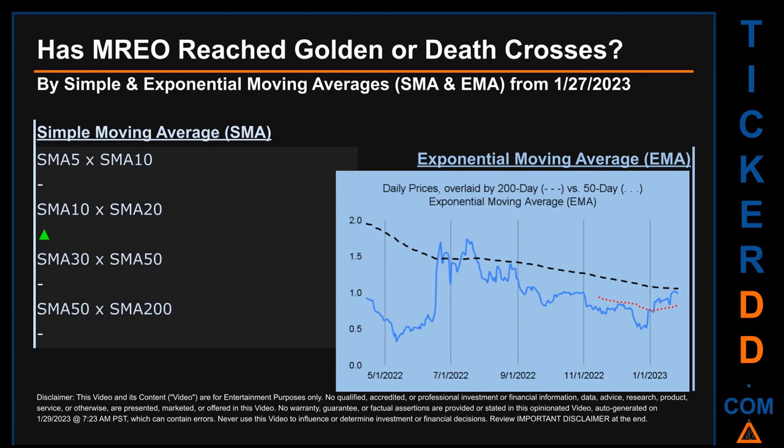Has MREO price reached golden or death crosses? Golden Cross and Death Cross are basic signals that compare average prices across two specified trade day ranges, a short-term versus a long-term range. For example, 5-day versus 10 trade days.